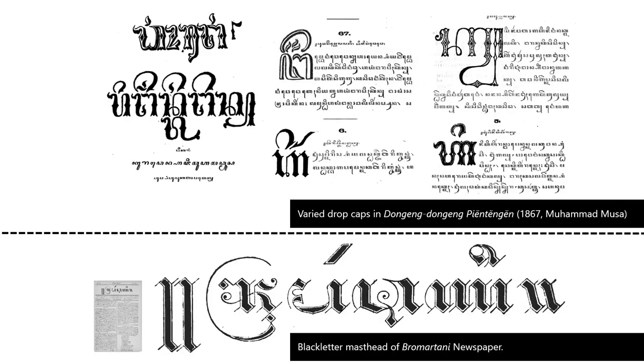And specific European design phenomenon came to be used in Javanese typesetting as well. For example, drop caps in the above picture, Dongeng-Dongeng Piantengan book, and also below is a mass hat for the Bromartani newspaper, Java's first Javanese language newspaper. And notice how it uses the Latin black letter as the main design element of its Javanese mass hat.